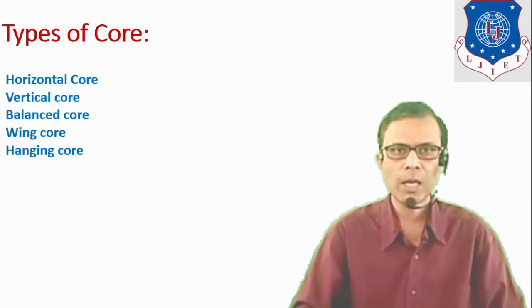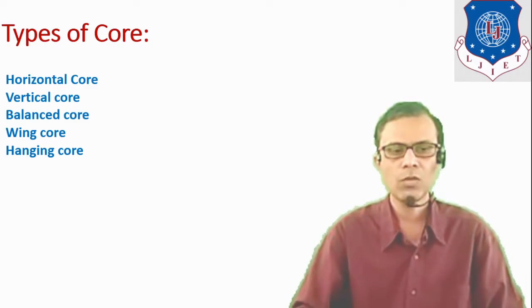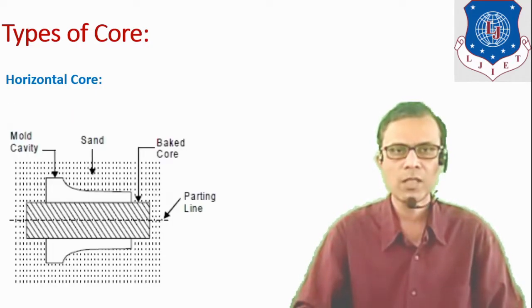There are some types of the core. Mainly these types are horizontal core, vertical core, balanced core, wing core and hanging core. Now let us understand each and every core one by one. So the first type is horizontal core.